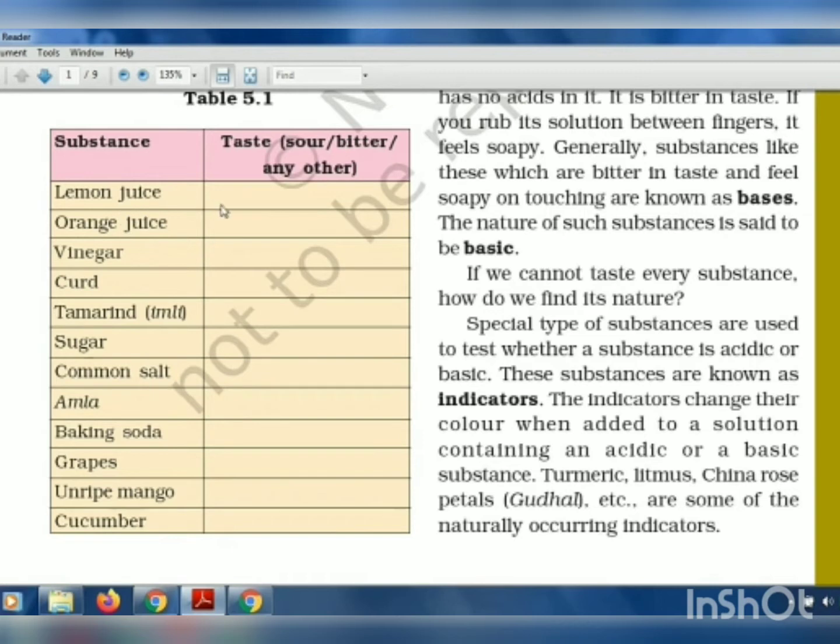So lemon juice is sour in taste. Orange juice is also sour in taste. Common salt is salty. Baking soda is bitter. Unripe mango is sour in taste. So these are the different tastes that our tongue feels when we put these different substances in our mouth.